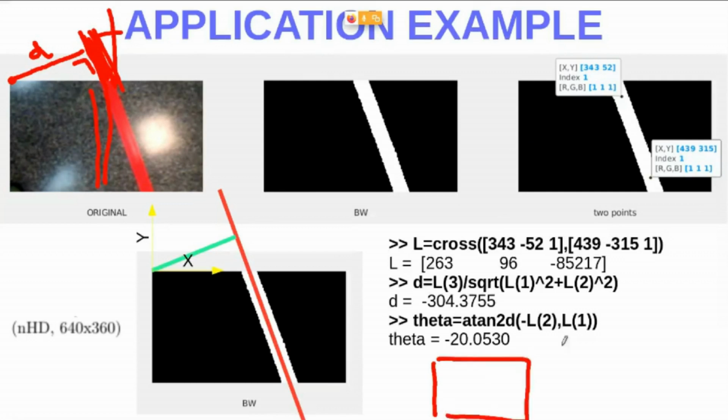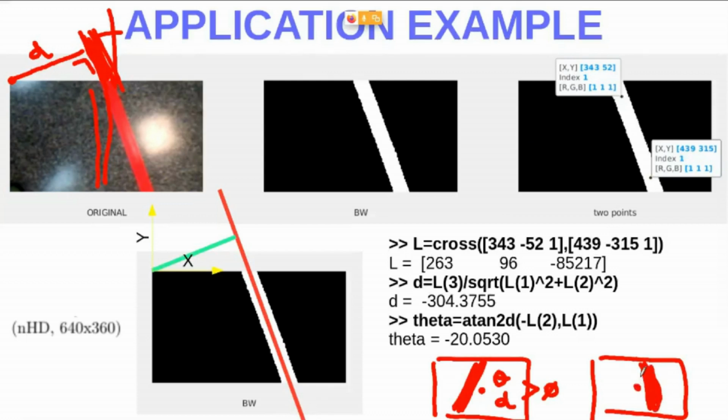If we have this line and the center is this, both theta and d are positive, because the drone is on the right of the line. But in opposition, if we have this, for example, the center is in here, so the line is this, while the drone is this. Here both theta and d are negative. That's the convention of signs.